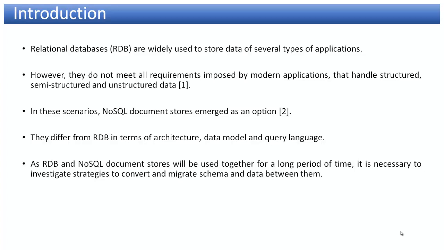Relational databases, or RDB, are widely used to store data of several types of applications. However, they do not meet all requirements imposed by modern applications that handle structured, semi-structured, and unstructured data. In these scenarios, NoSQL document stores emerged as an option. They differ from RDB in terms of architecture, data model, and query language. As RDB and NoSQL document stores will be used together for a long period of time, it's necessary to investigate strategies to convert and migrate schema and data between them.